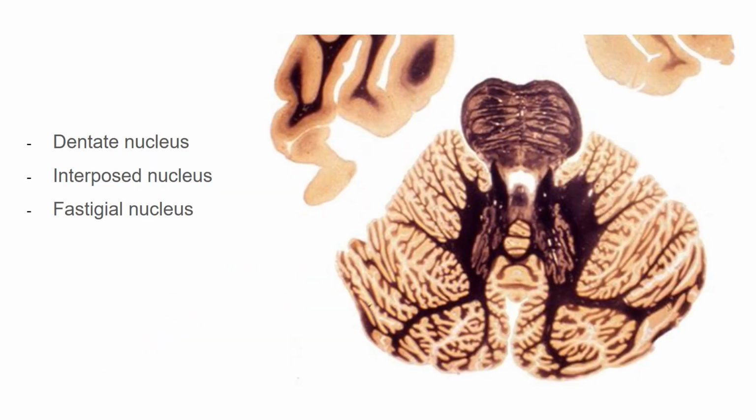Okay, now we need to know a few of the nuclei that are in the deep regions of the cerebellum. There's three that you need to know: the dentate, interposed, and fastigial nucleus. The dentate is most lateral. The fastigial nucleus is located most medial. So let's look at this cross section. This is our pons, so we know this is the anterior portion of the brain. Back here we have posterior.